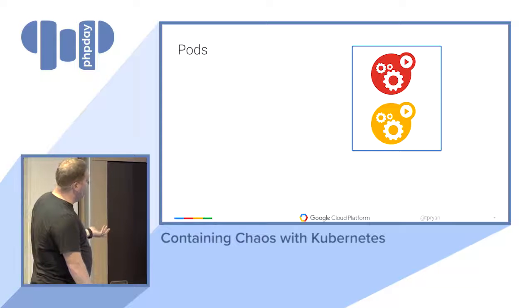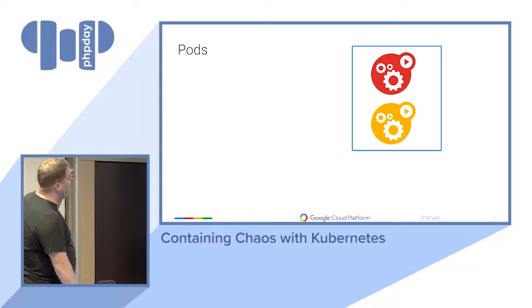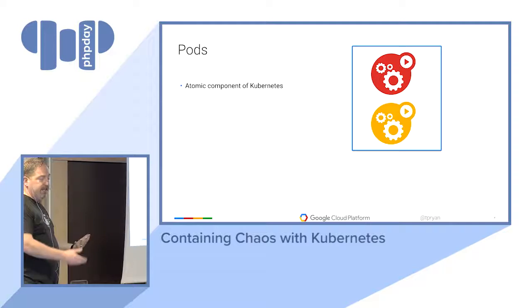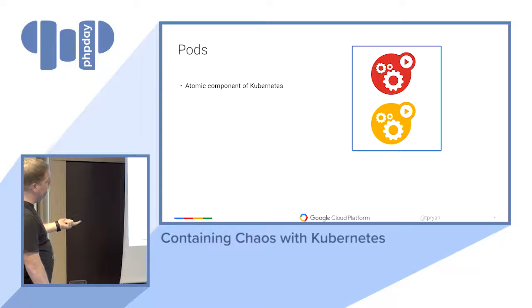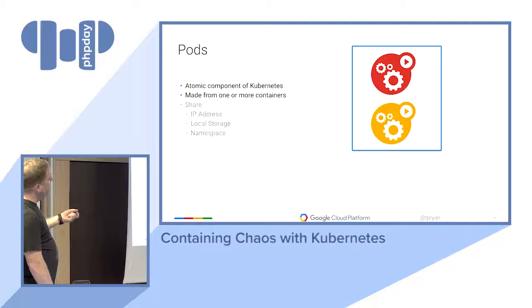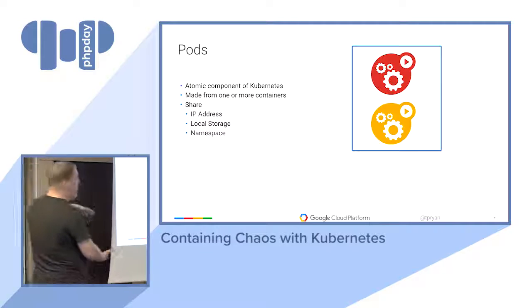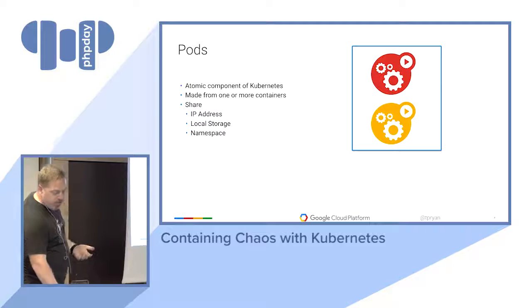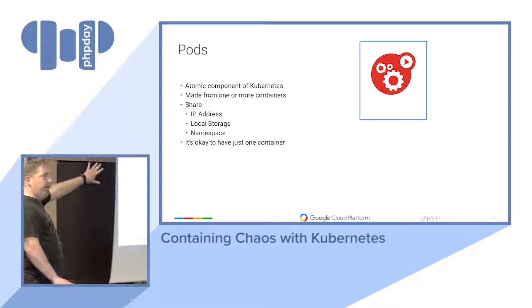Then we go to pods. Now, pods are the atomic component of Kubernetes. When you spin up something, you're spinning up a pod and not a container. They are made from one or more containers. And if you have more than one container in your pod, they're going to share IP address, local storage, and namespace.